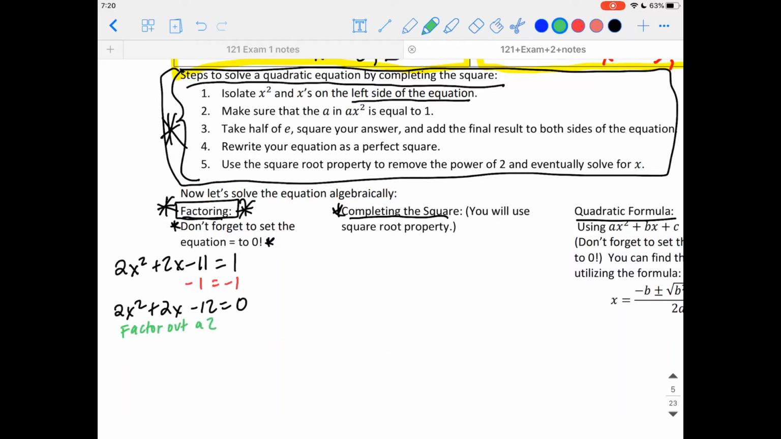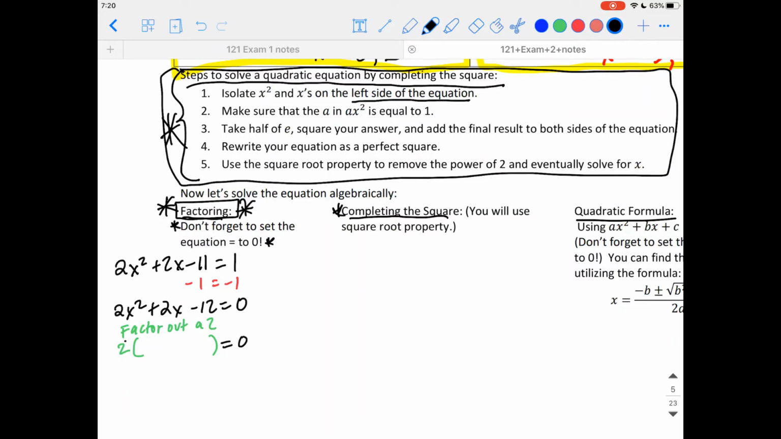Now, sometimes this isn't possible, and sometimes you're not going to see it. If you don't, you're just going to have to do a little bit of thinking when you're trying to factor. But if you do see that all of those terms are factorable by a number, go ahead and factor it out to make your life easier. So this is going to be 2 parentheses, and then equal to 0.